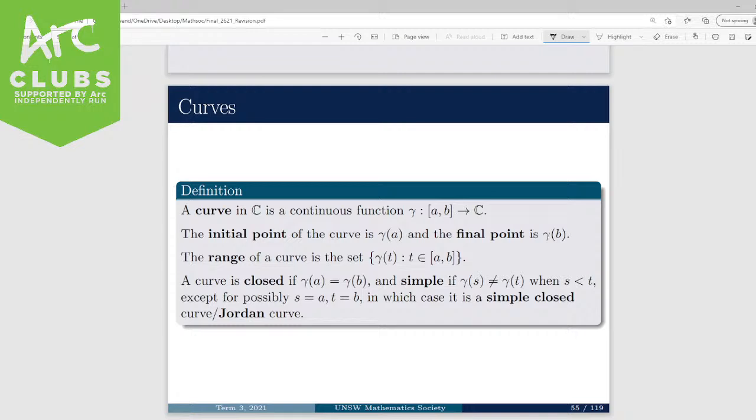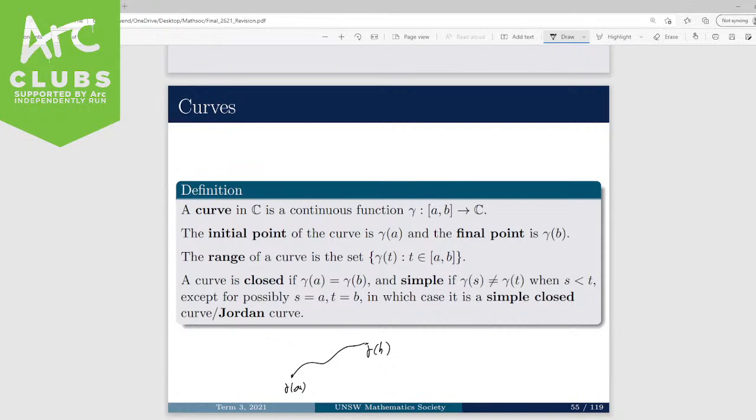It goes over the range of values a to b, you sub it in, and then you pop out a complex number. The initial point of the curve is gamma of a, and the final point is gamma of b. So a gives you the initial point, b goes to that final point. The range of your curve is just gamma of t, all the t values from a to b, sub it in, so all those values your curve covers. There's the range. Your curve will be closed if it goes from gamma of a to gamma of b, covering all the gamma of t values in the middle.